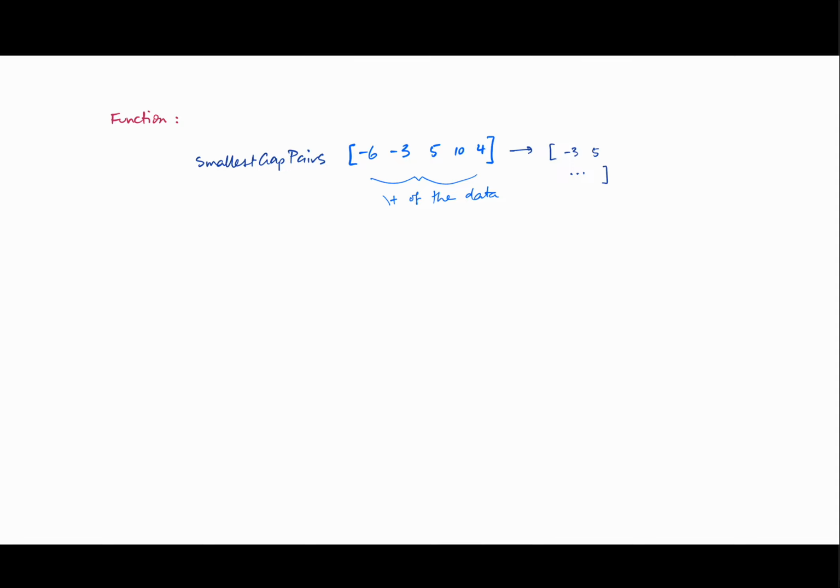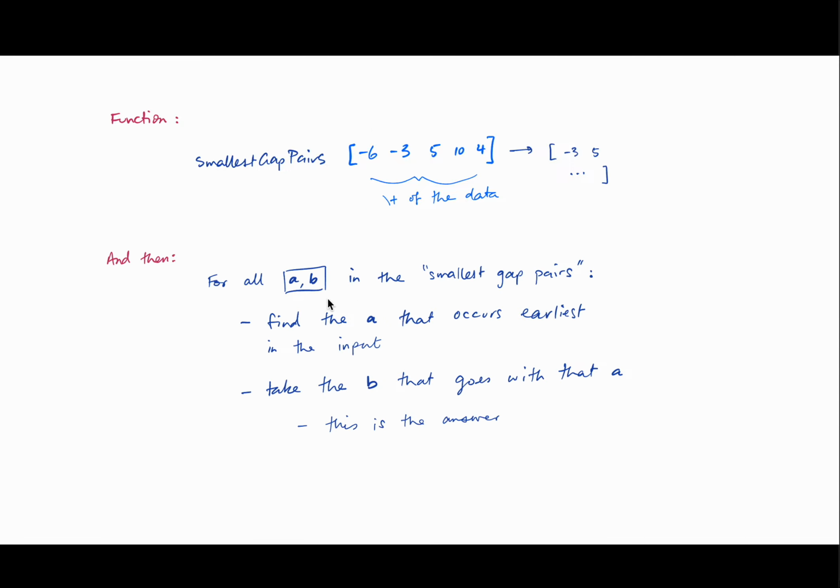So we need to, for all AB in the smallest gap pair, so here's our A, here's our B, here's our A, B, right? We find the A that occurs earliest in the input in here. So -3 has an index of 1 in here. And if there was like a 10 down here, then that would have an index of 3. So we would take this one, right? So we take the value that has the smallest index in our original data, our plus scan data, and then we take the 5 because that's what goes with it, and that's our answer.